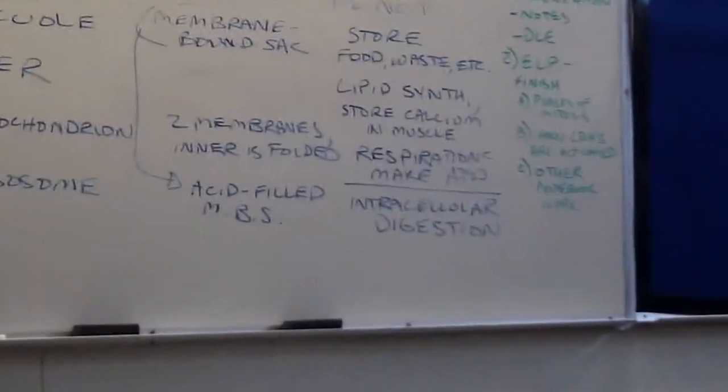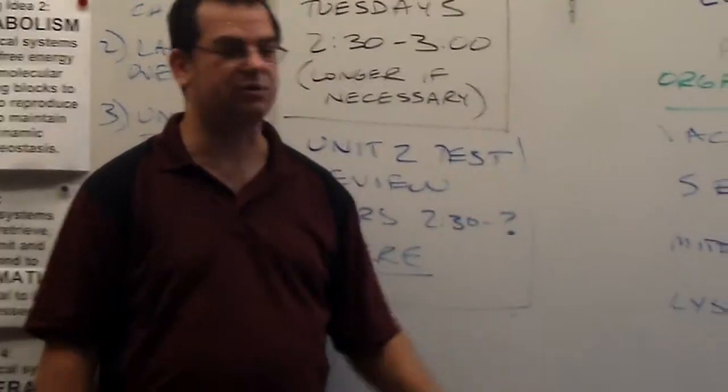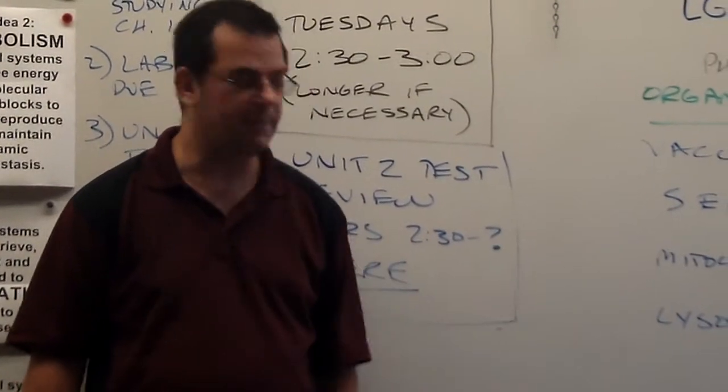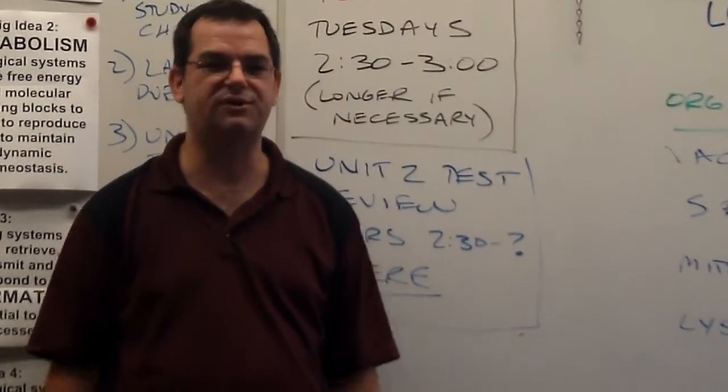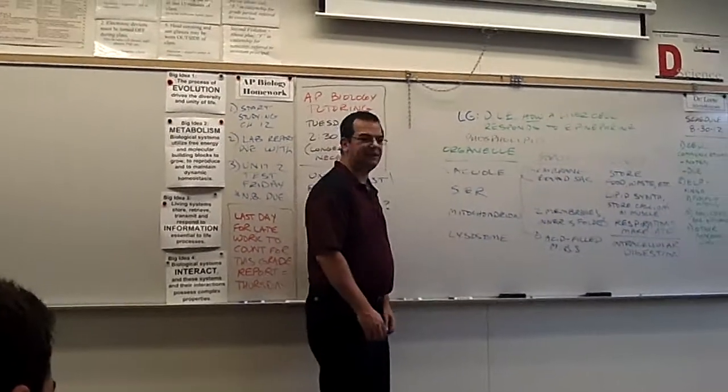Intracellular digestion. Yeah, if it were me, I would go vacuole and lysosome because they're both membrane-bound sacs. Lysosome adds acid. The functions are really simple. Vacuole, store food and waste. Lysosome, break down old cell parts, organelles, proteins. Intracellular digestion. Yeah, that's quick and easy.